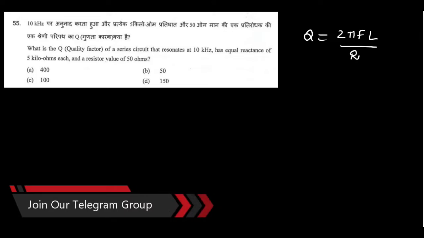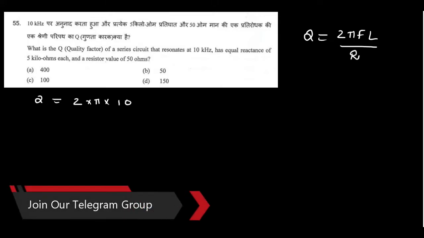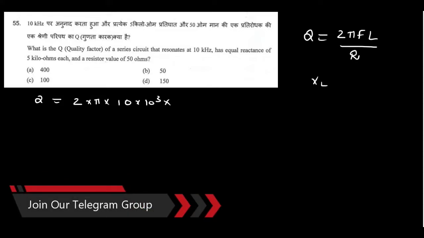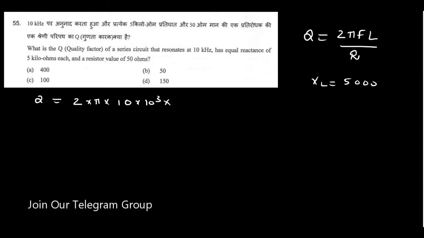Now from this, let me write it. Q equals 2 pi, what is the frequency? Frequency is 10 kilohertz, that is 10 multiplied by 10 to the power 3. Now, what is the value of inductance? Inductance we need, but what has he given? He has given XL equal to XC in the question. It has equal reactance of 5 kilo ohms. It is 5000 he has given.